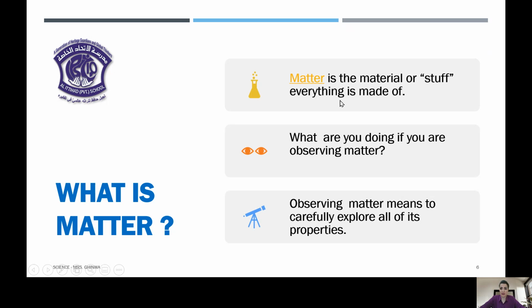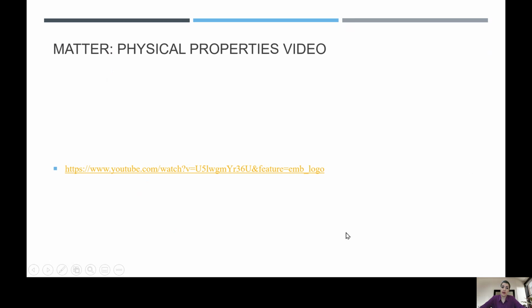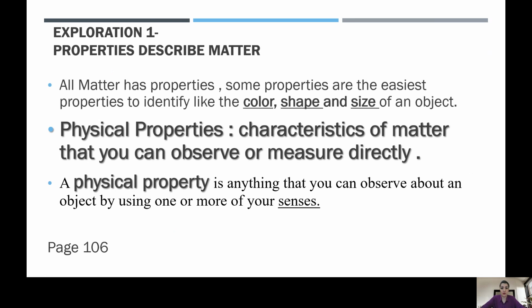If I want to describe matter, as we mentioned in the first lesson, matter is everything that occupies space and has mass. You will be able to observe matter using your 5 senses. And when you are observing matter, this means that you are carefully exploring its properties. All matter has properties. Some of these properties are easy to identify, like color, shape, and size.